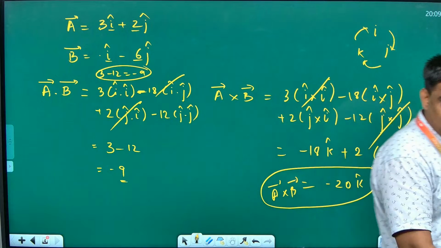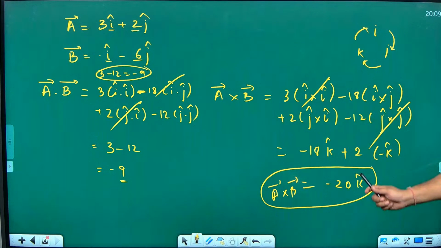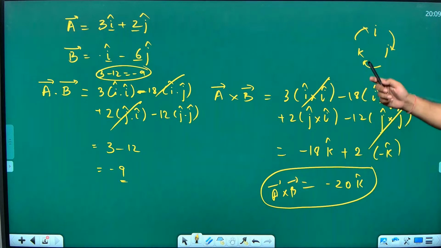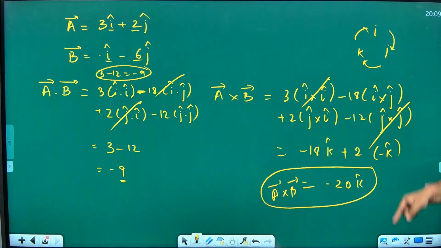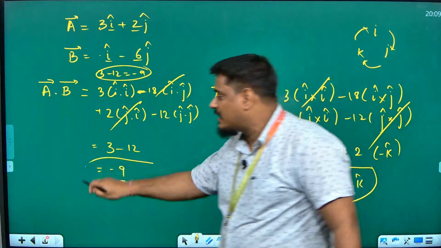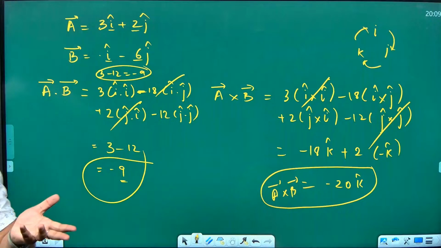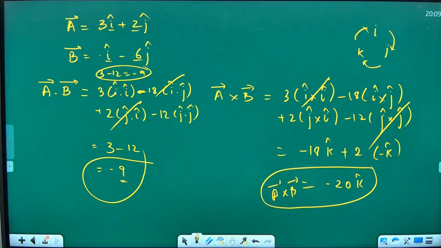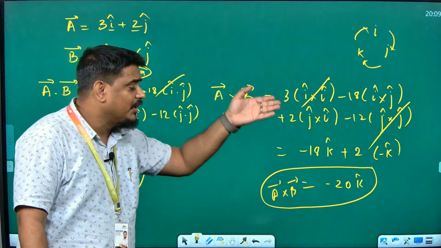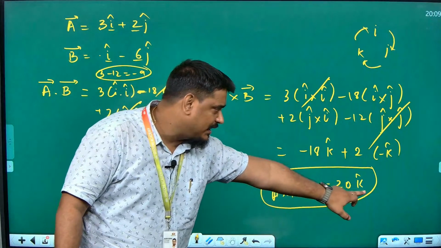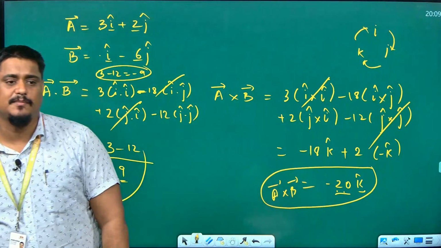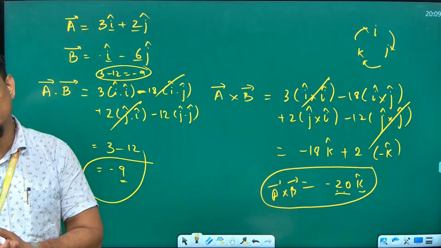What you came to know from this question: I gave 2 vector quantities to you, A vector and B vector. When you multiplied those 2 quantities by dot product, you got a scalar result, just a number, no direction. But when you multiplied these 2 vectors by cross product, you get a vector result. You have direction as well as magnitude, isn't it? I hope you are understanding.